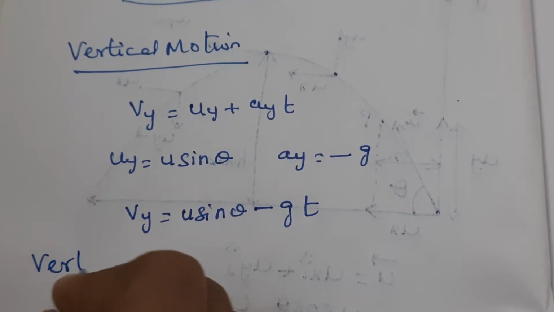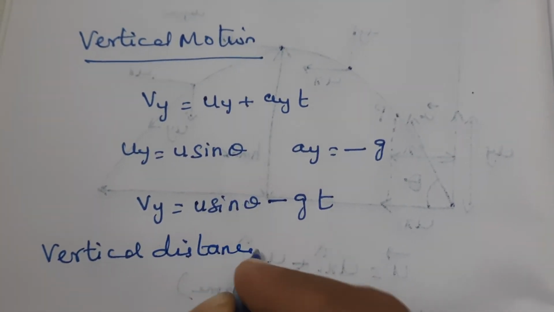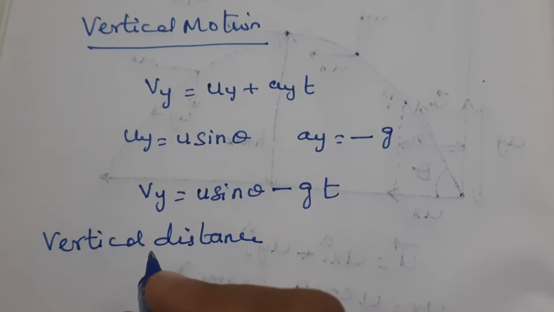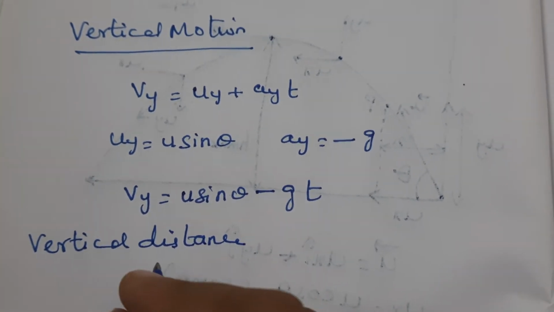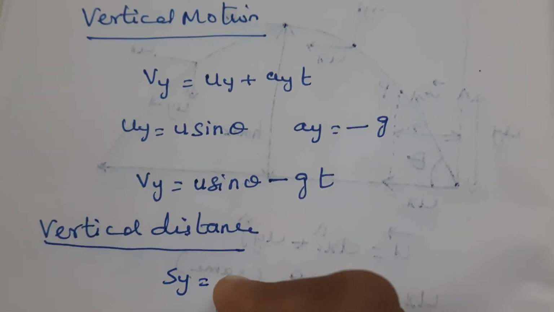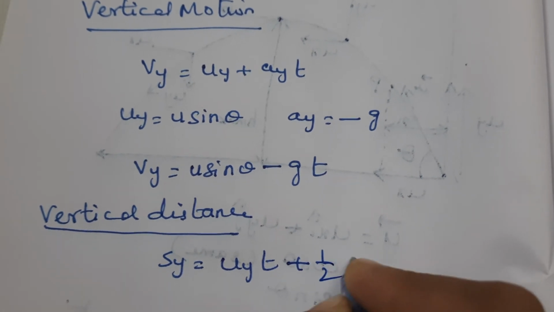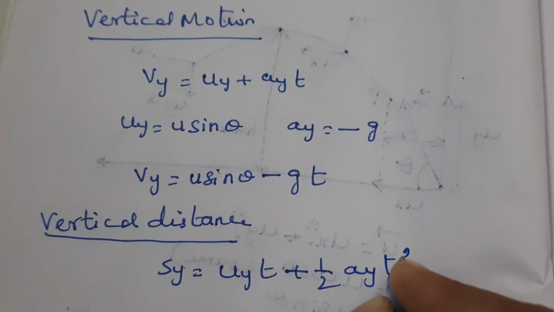Then what is the vertical distance? Vertical distance travelled by the projectile in time t, that is Sy is equal to uy into t plus half ay into t square.